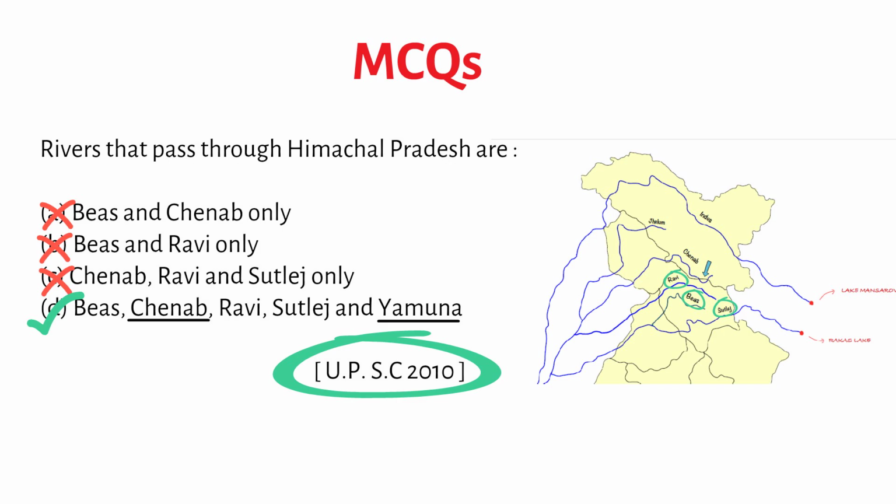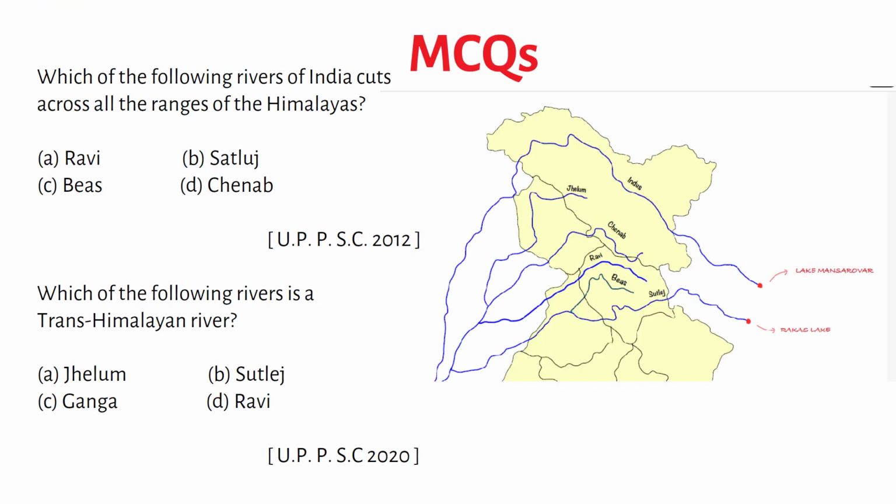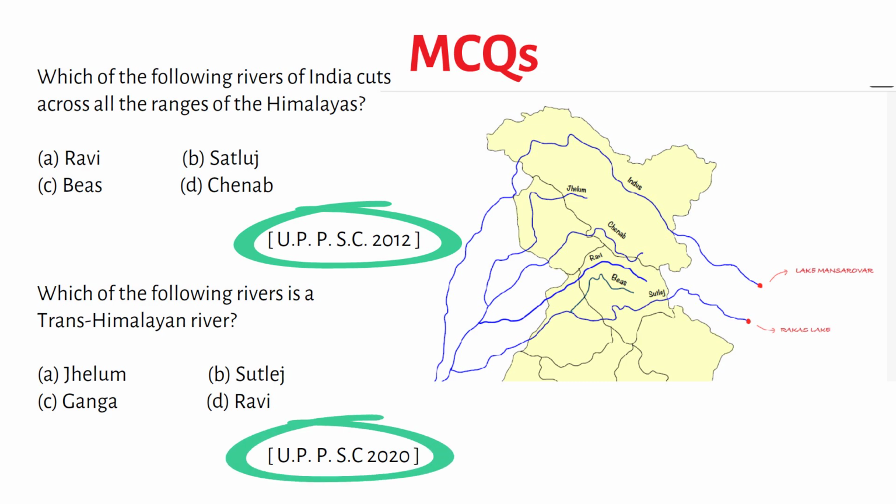Let's look at the next question. Both these questions were asked in UPPSC 2012 and 2020. Which of the following rivers of India cuts across all the ranges of Himalaya? So answer is B, Satluj. Which one of the following rivers is a Trans-Himalayan river? So again, answer is B, Satluj.